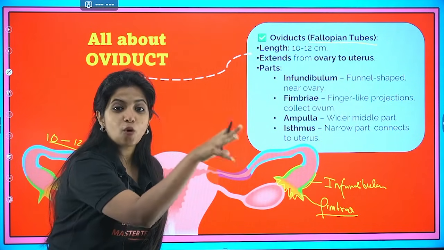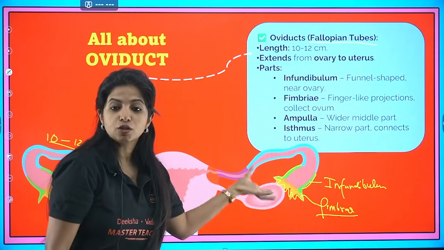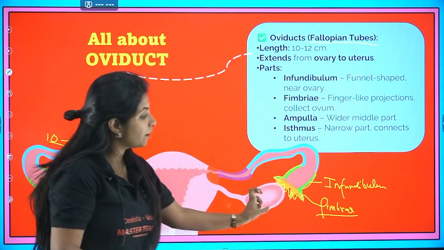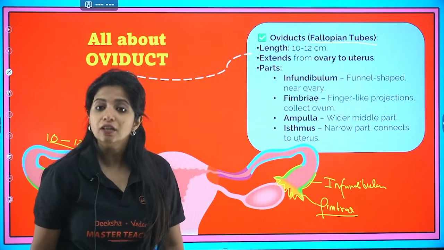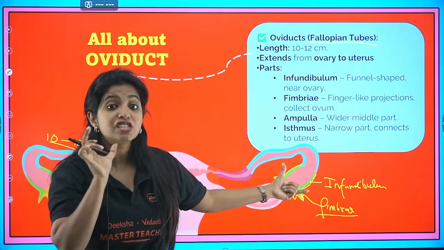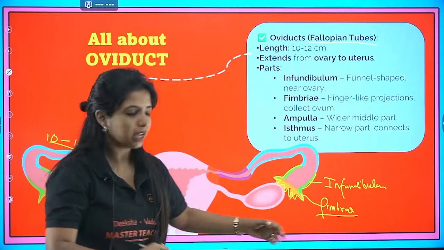Why do you think fimbriae is there? For collecting the ovum which are going to be released up there. So fimbriae's function is to collect the ovum and transpose it to the first part, that is known as infundibulum. This is known as the funnel shaped portion. Remember it. Now okay, let's go ahead.